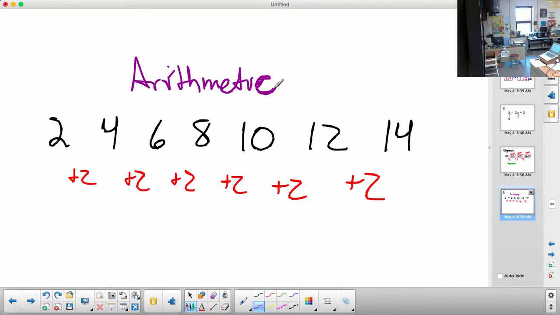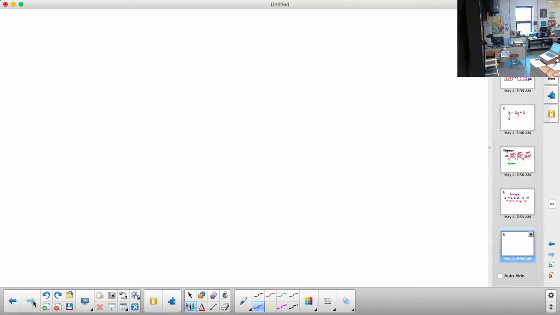I'm going to show you another one. There is another way to write these, where you can say you have input and output. Let's say that we have what's called n. N is a common way that we express the term number. The first term in a sequence, the second term in a sequence, the third term in a sequence.